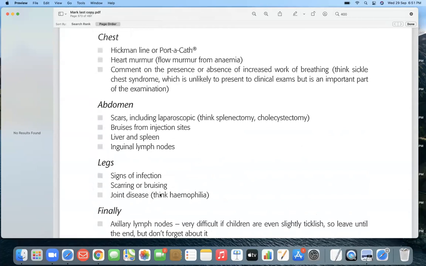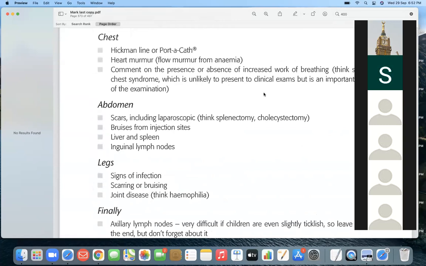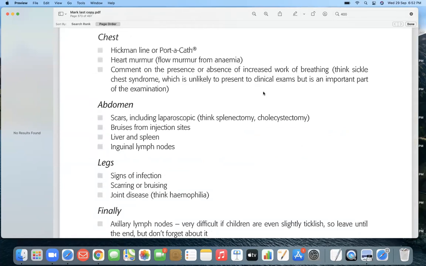Next, chest, you have to look for the Hickman line or Portacath. Heart murmur, flow murmur from anemia. Comment on presence or absence of increased work of breathing, that is distress. Why is this distress commenting important? Think of acute chest syndrome in sickle cell, which is unlikely to be present in clinical exams, but it is an important part of examination. Okay. So distress, you can think of it in a case of sickle cell anemia, and there can be flow murmurs in the heart in cases of anemia, and also any Hickman line or a Portacath, you have to comment on that.